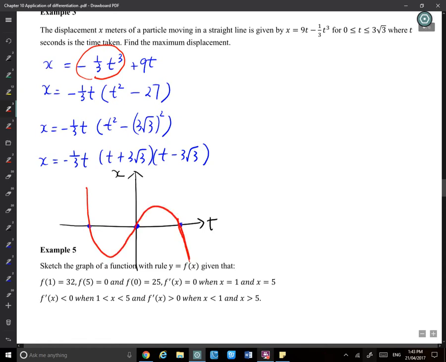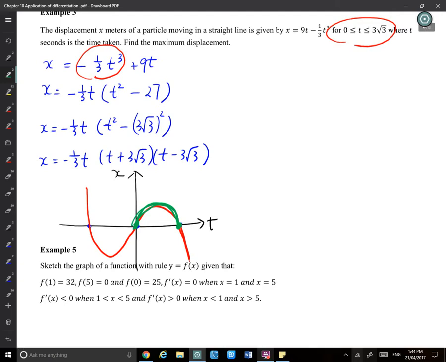And the domain, where's the domain? The domain is in between 0 and 3 root 3. Okay, 3 root 3 is from here to here. Okay, from here to here. That's the green part of this graph.